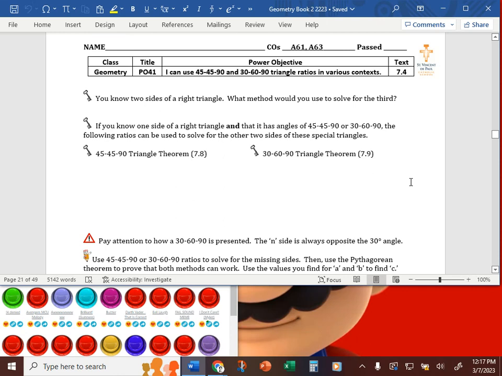Right, good day, geometry. We are going over PO41, which is another way to find sides of right triangles.